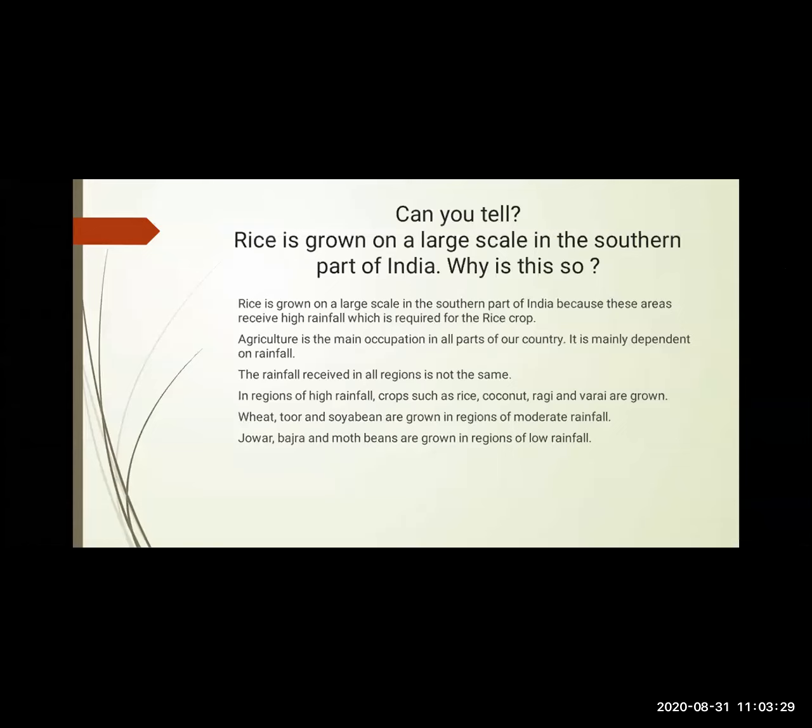In regions of high rainfall, crops such as rice, coconut, ragi and vari are grown. Vari ka rice rehta hai. You can ask your parents what this coconut oil is. You must be knowing rice. Everyone knows. High rainfall. Inke liye kya lagta hai? A high rainfall to grow. Wheat, tur, soybean. Everyone must be knowing soybean. Bada bada rehta hai. Okay. These are grown in regions of moderate rainfall. Ekdam medium.